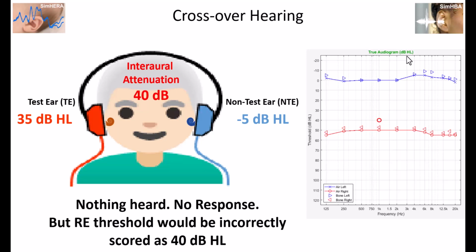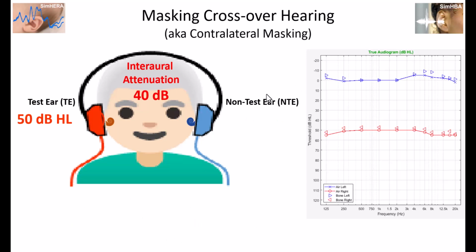But because we had a response at 40 dB and no response at 35 dB, if we didn't know about the non-test ear's threshold, we would incorrectly score this at 40 dB HL for the test ear, the right ear, which is 10 dB underestimating their hearing threshold. So how we compensate for that is to put in contralateral masking.